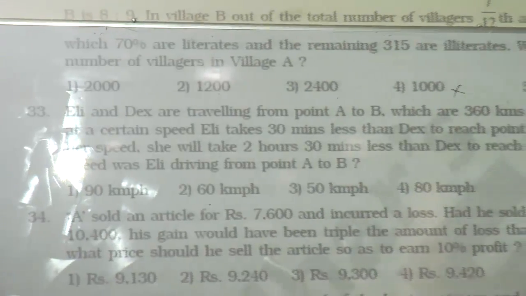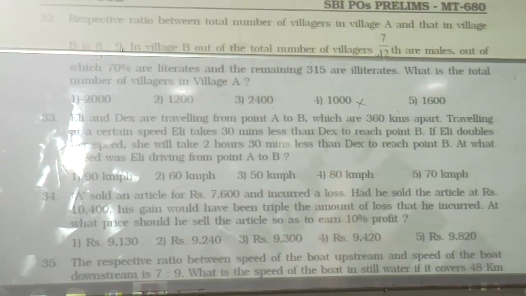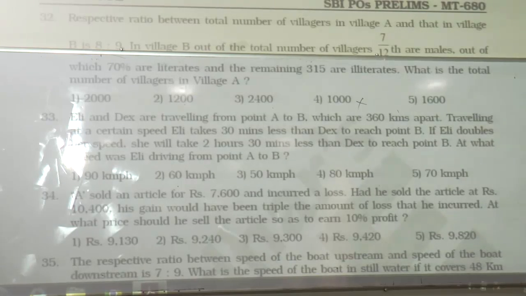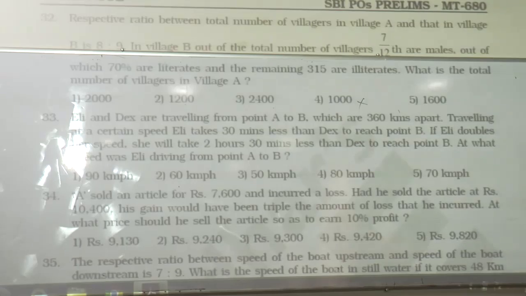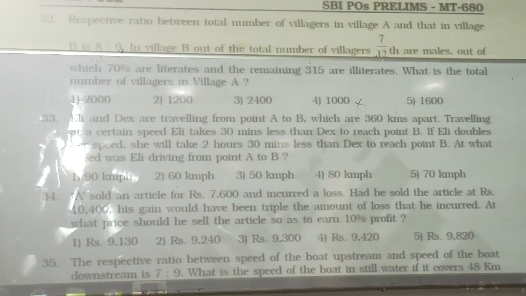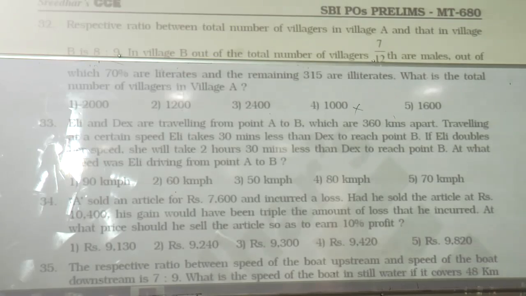Next, 33. Ellie and Dex are traveling from point A to point B, which are 360 kilometers apart. Traveling at a certain speed, Ellie takes 30 minutes less than Dex to reach point B. If Ellie doubles her speed, she will take 2 hours and 30 minutes less time than Dex to reach point B. At what speed was Ellie driving from point A to point B?